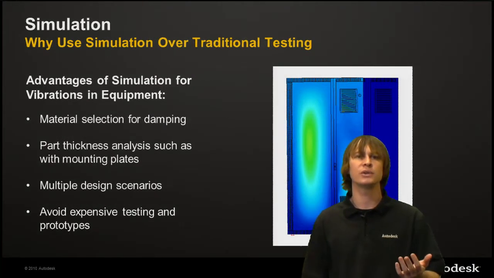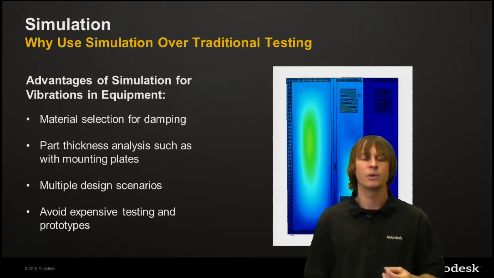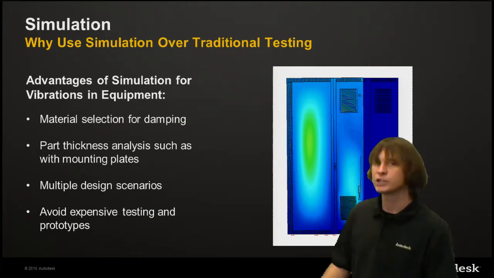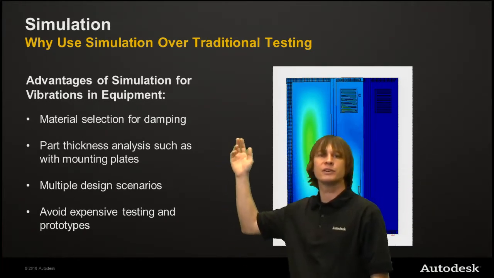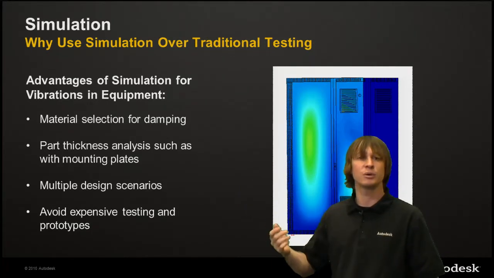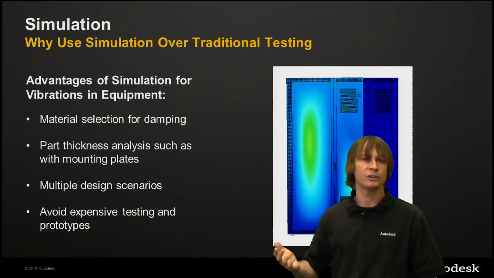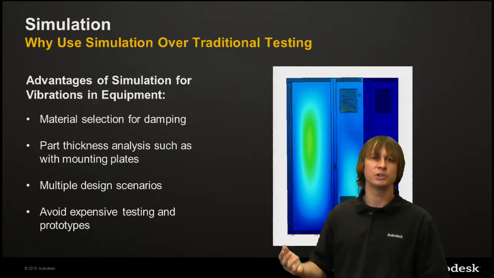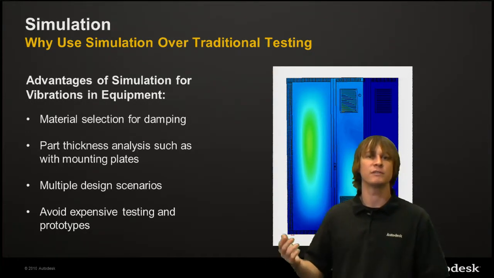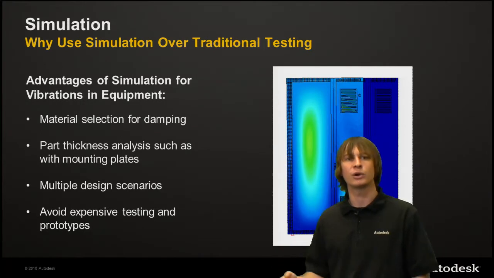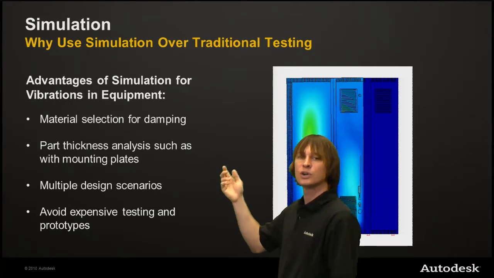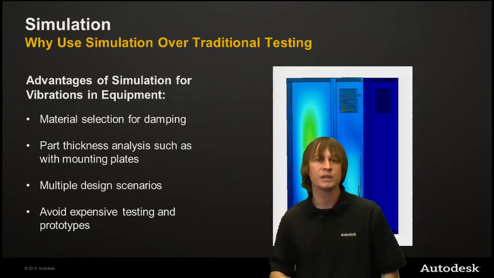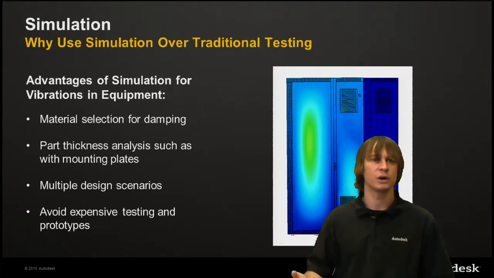So why use simulation over traditional testing? Well, there are a number of reasons, some of which would be material selection for damping. You don't have to create a prototype of different material types. You can just go through the library, choose the materials you think would be suitable, and see which ones might damp out the vibrations the best. Part thickness can be analyzed, so determining the thickness of mounting plates can again reduce the vibrations in your models.